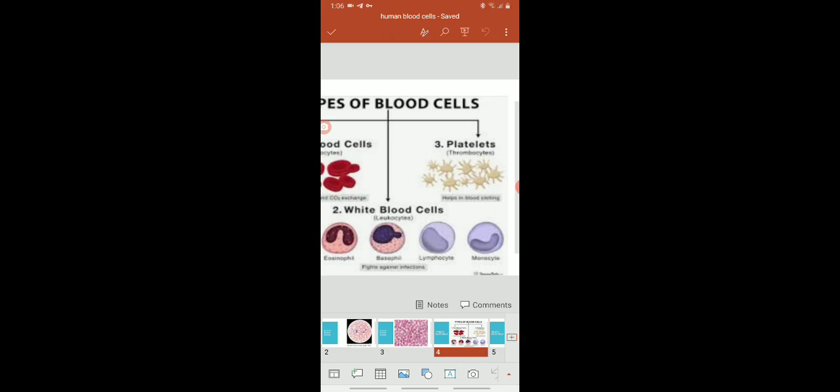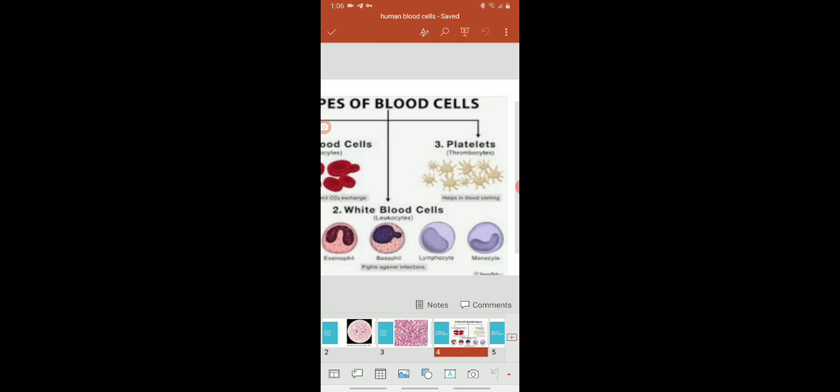In the case of T lymphocytes, these provide cell mediated immunity because they protect the body by producing different types of cells, 4 types: helper T lymphocytes, killer T cells, memory T cells and suppressor T cells.